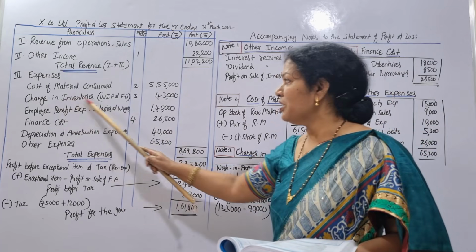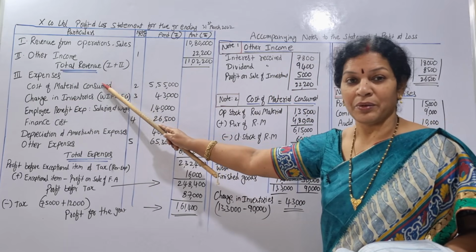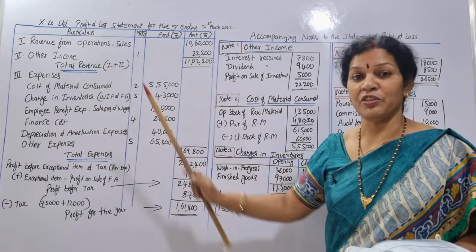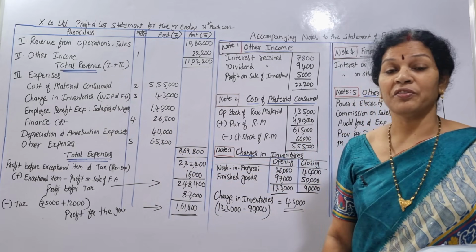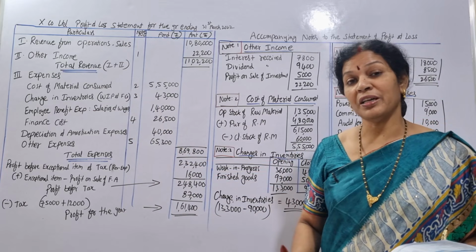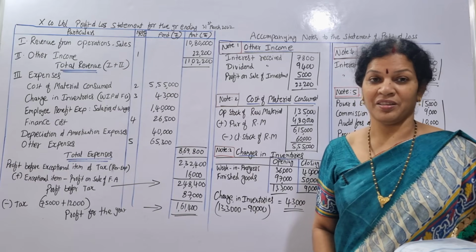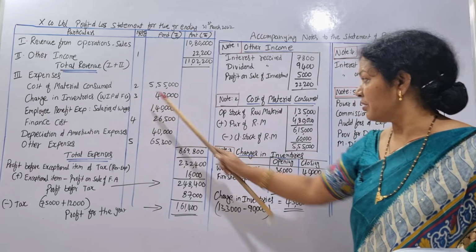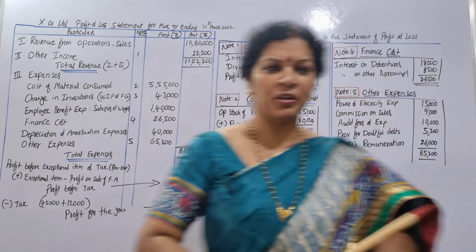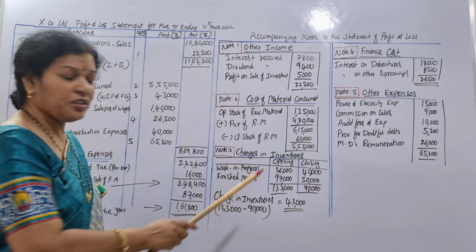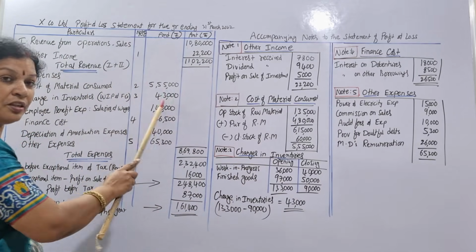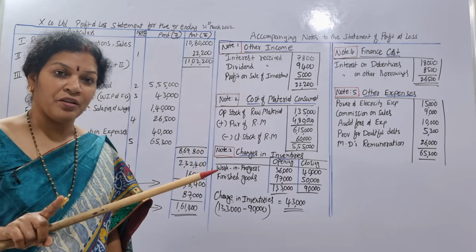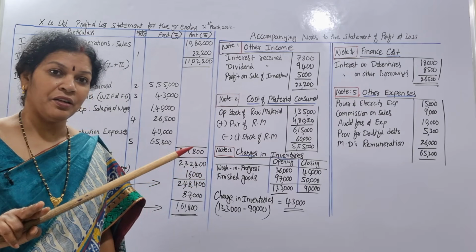And the next one, change in inventories. Raw material we have already taken. Change in inventories means related to work in progress and finished goods. Both work in progress and finished goods are given with opening and closing. So how do we do the working notes? I have shown you in the third bit. Very important point, please remember: under changes in inventories, raw material we have already taken, so work in progress and finished goods.